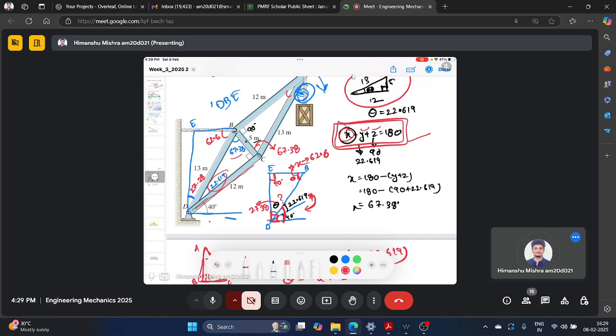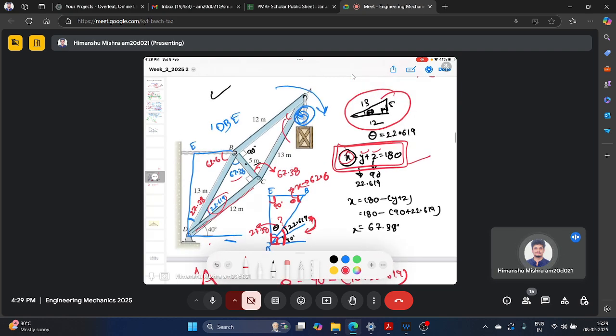67.38, and this angle is 22.619, and this angle will be same as this one. So this angle will be same as this one, so it will be 27.38.